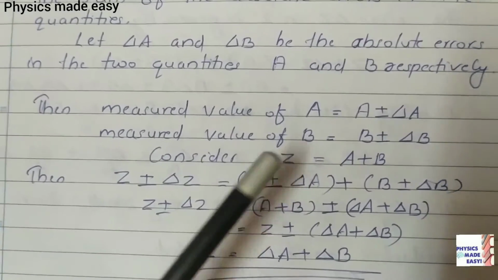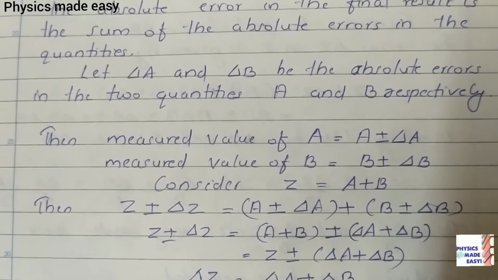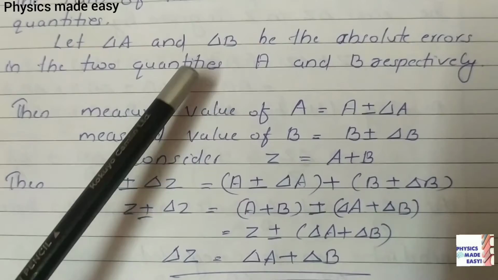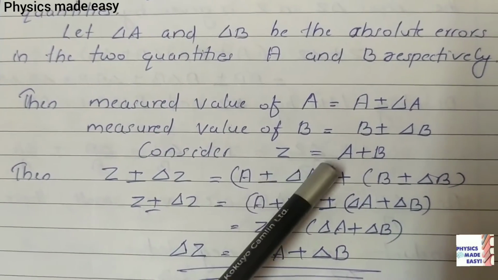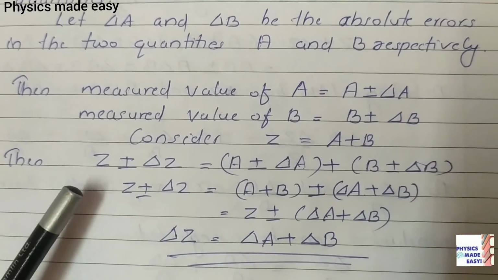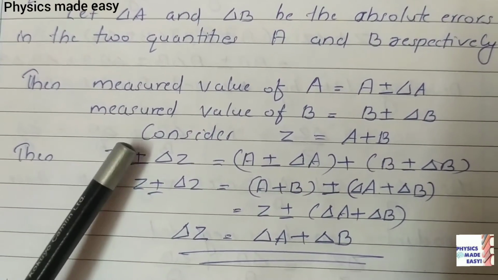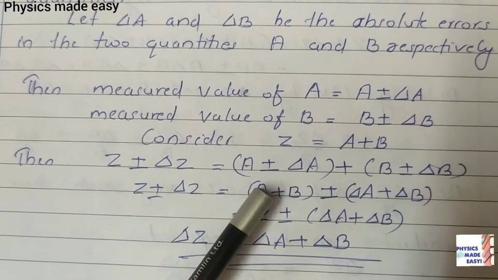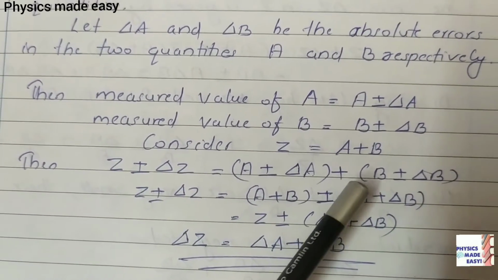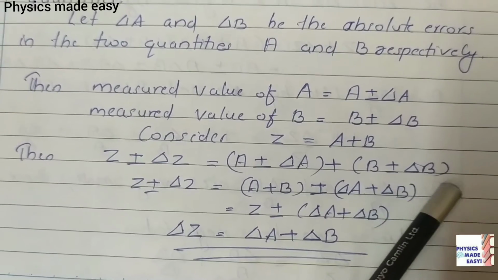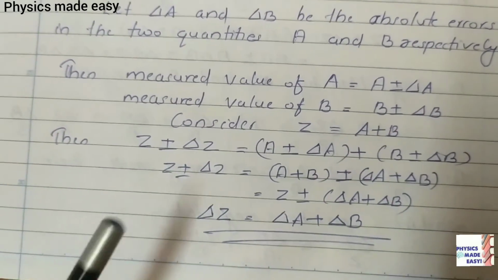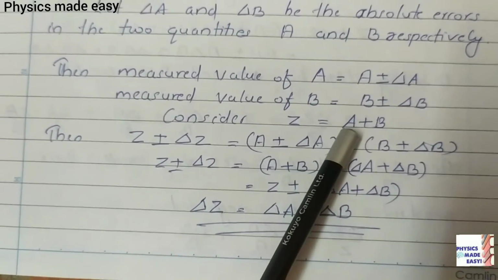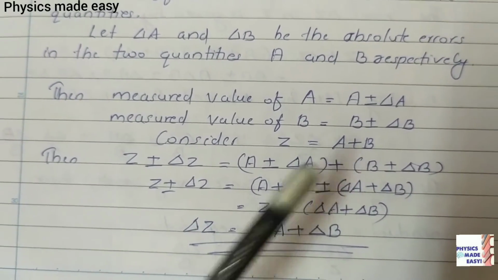The measured value of b we can write as b plus or minus delta b. Delta b is the absolute error in quantity b. Now z equal to a plus b. We can write this as z plus or minus delta z equal to a plus or minus delta a plus b plus or minus delta b. Here we are considering those errors also.